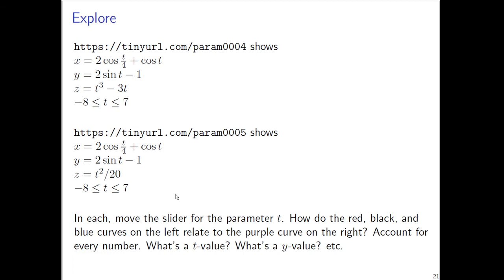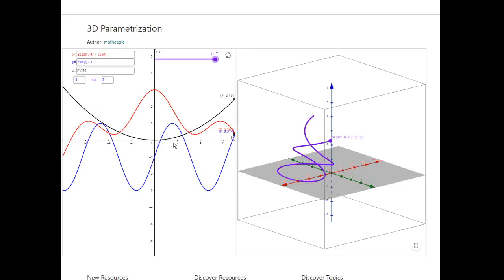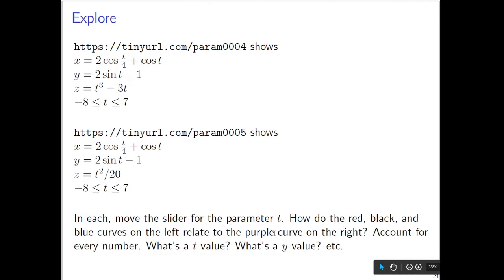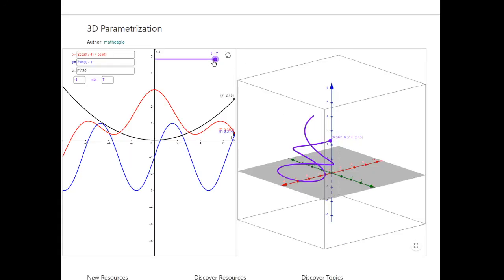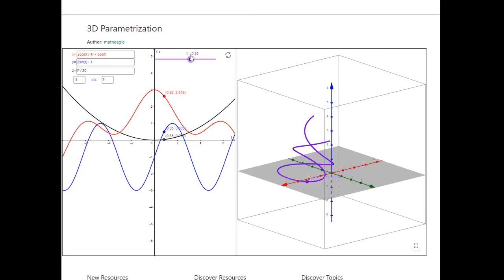So in each, please try out these apps. Move the slider for the parameter T, and look at how the red, black, and blue curves, that is, over here, X of T, Y of T, Z of T, relate to the purple curve on the right. Account for every number. What's a T value, what's a Y value, and so on. So for instance, right here, take a look. Let me just try to pick something where it's visually possible to see it. Oh, see, there we go, let's try that.